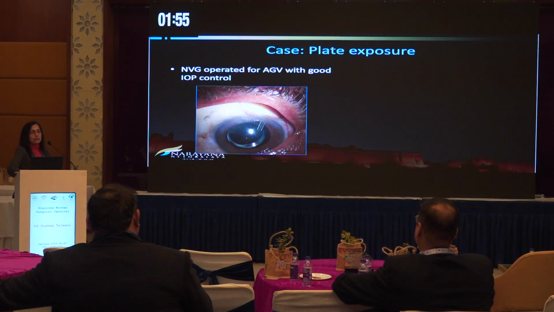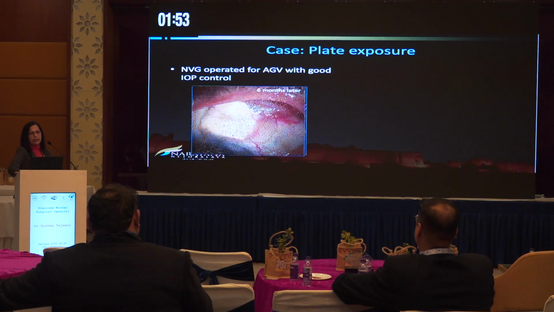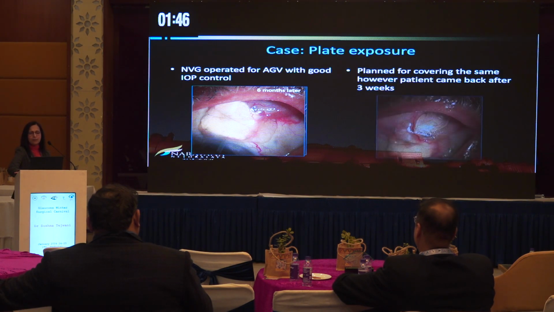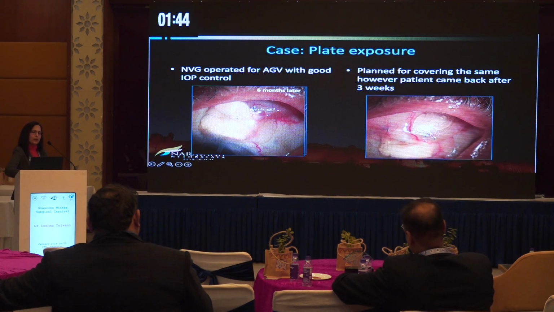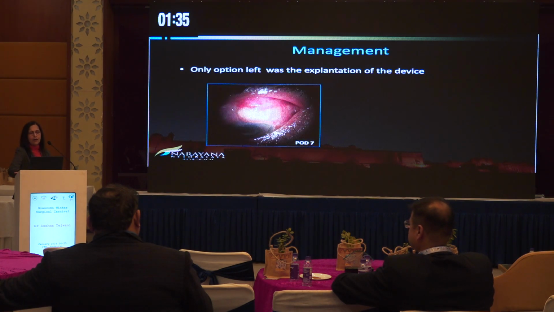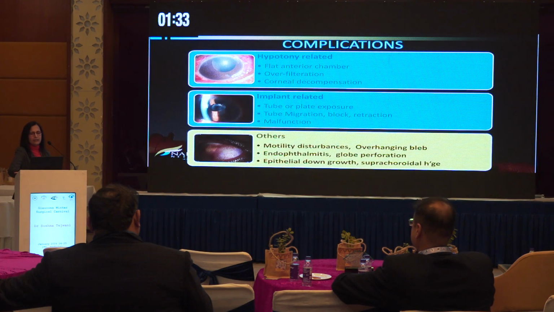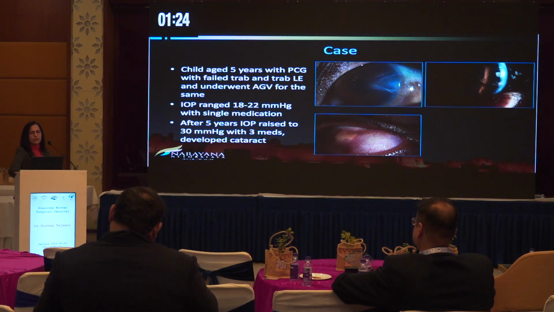Plate exposure is another dreadful complication which can happen. Smaller plate exposure like this can still be managed by covering, but if it is a larger plate exposure, like in this patient, I advised a coverage, but the patient came after 6 months. By the time, the tube plate had exposed this much. If it is this much plate exposure, most of the time you have to remove the implant, or explant the implant. That is what we did in this patient. The other complications can be motility disturbances, overhanging bleb, endophthalmitis, epithelial downgrowth or suprachoroidal hemorrhage.